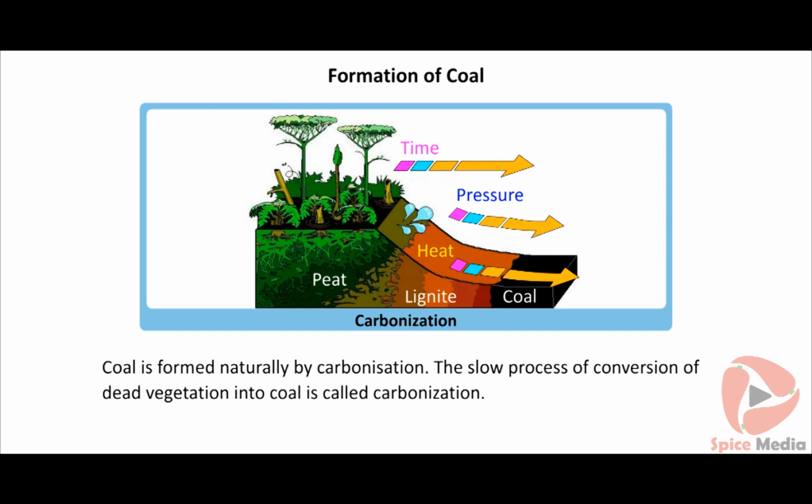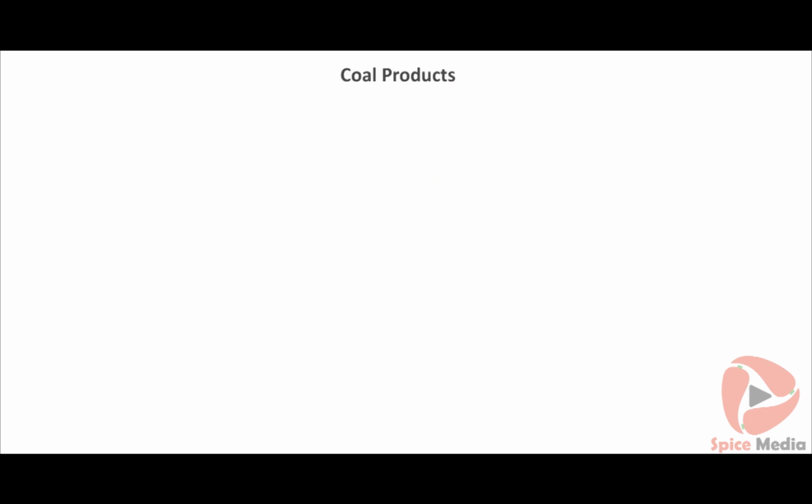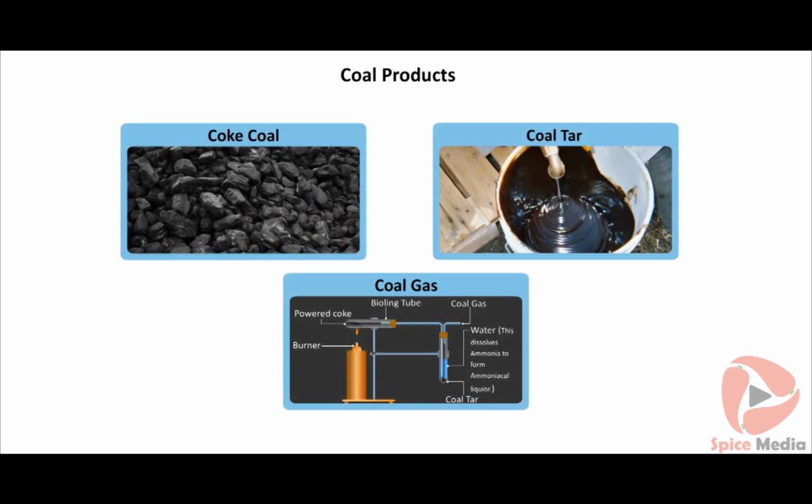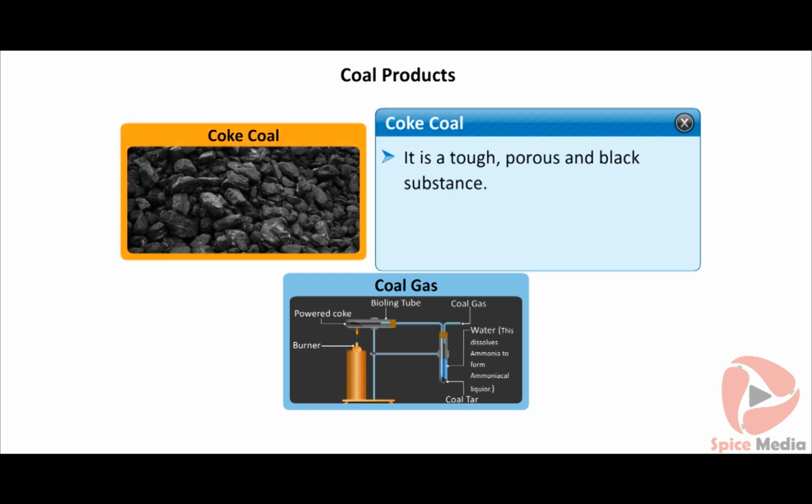Under high pressure, high temperature, and in the absence of oxygen, dead plants got slowly converted to coal. The slow process of conversion of dead vegetation into coal is called destructive distillation or carbonization. Click the animation button to view the formation of coal products during destructive distillation of coal. Click on the images to learn the properties of coal products.